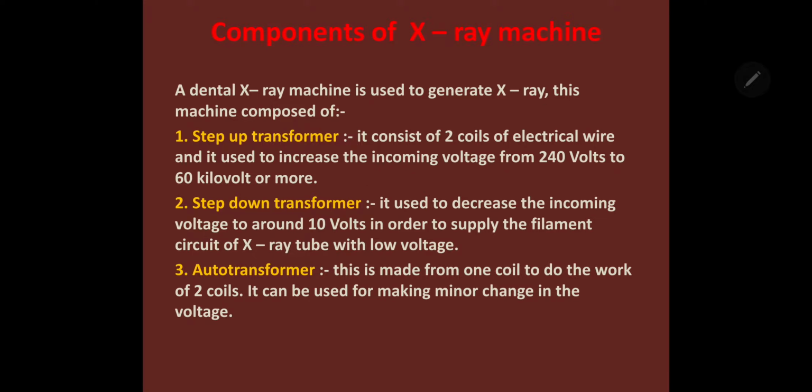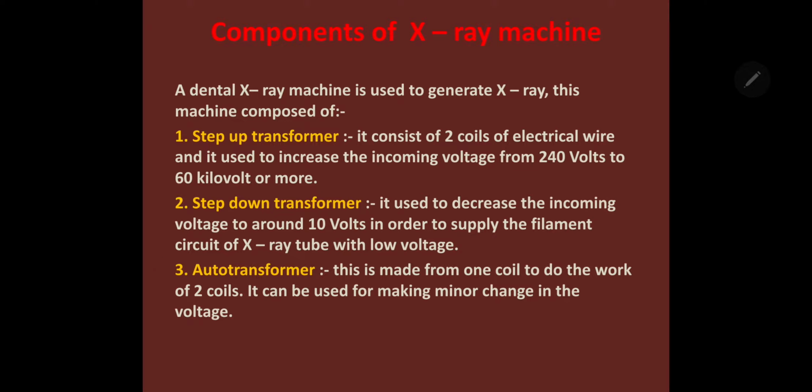This machine is composed of a step-up transformer that consists of two coils of electrical wire, and it is used to increase the incoming voltage from 240 volts to 60 kilovolts or more. Step-down transformer: it is used to decrease the incoming voltage to around 10 volts in order to supply the filament circuit of the X-ray tube with low voltage.